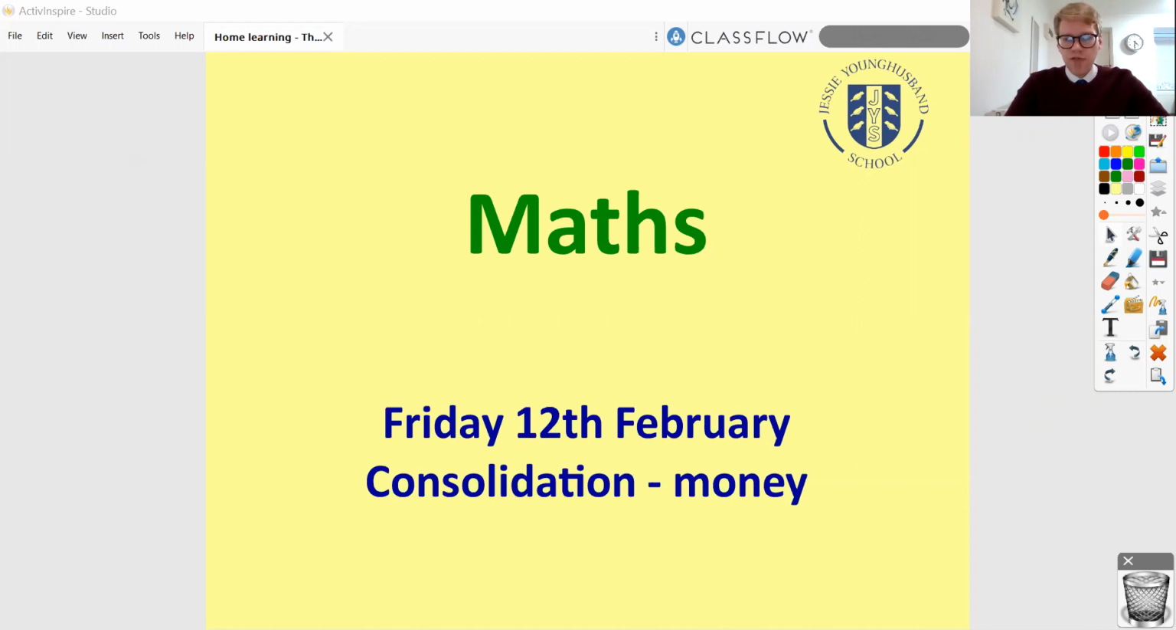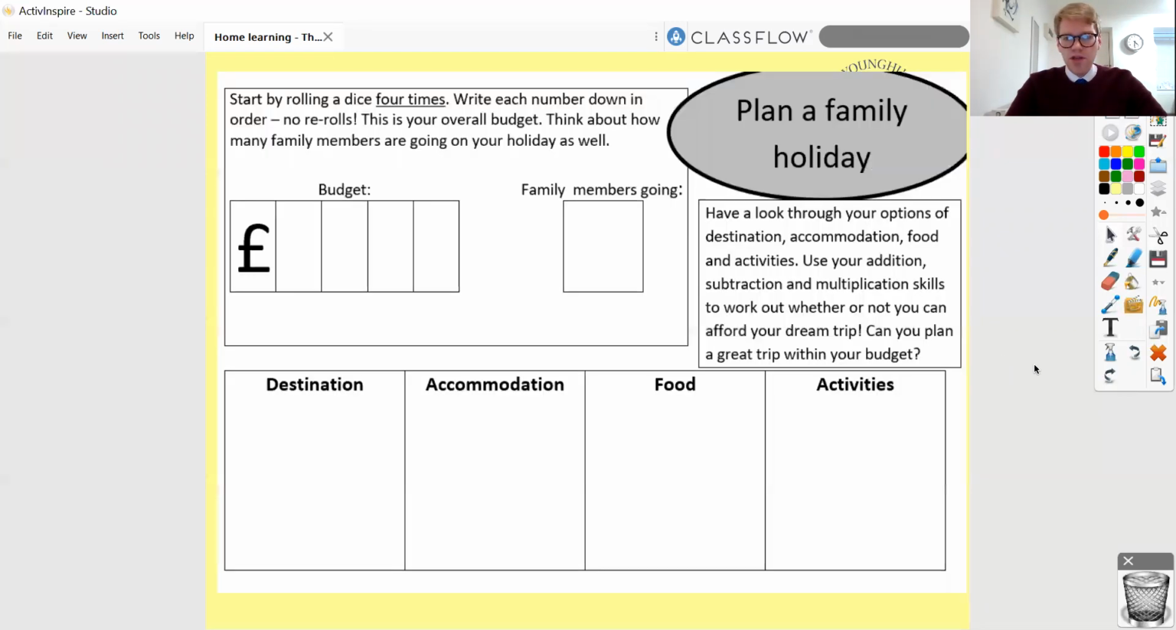Now, for today's one, I thought actually we could combine quite a few of the skills which we've learned over the course of the year. So we can combine a little bit of addition and subtraction, we can combine some multiplication, we can combine some money work, we can also even throw in a little bit of our PSHE work on money as well, where we've been thinking about budgeting and things like that, saving up. So what we're going to do today, hopefully this is going to be a nice fun session to end your half term, is we're going to be planning a family holiday.